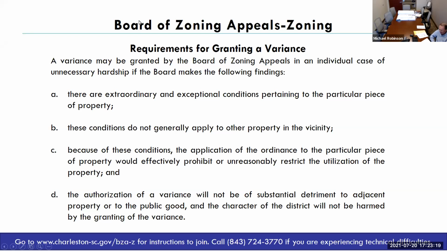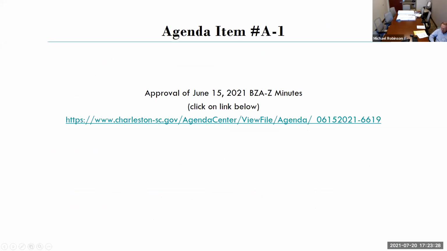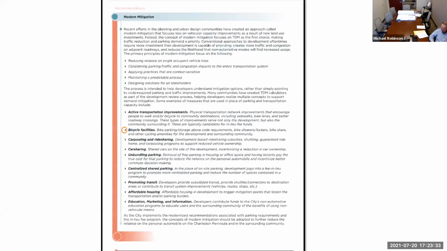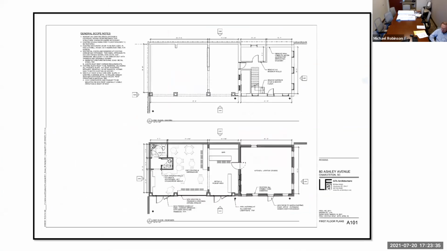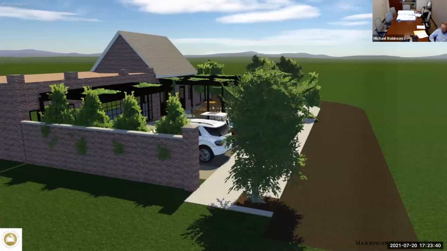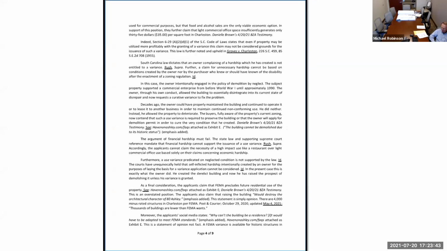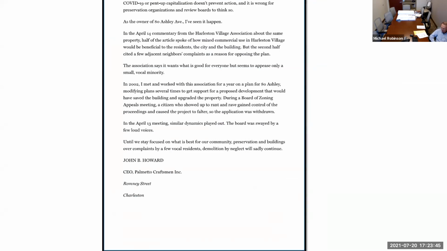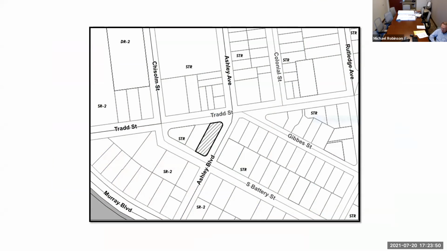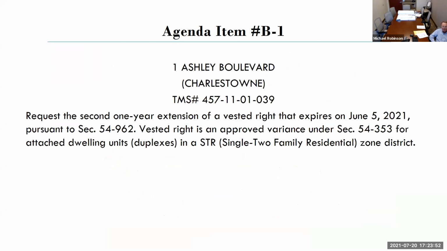First item to be heard tonight is actually item number B1 in the agenda. Number 1, Ashley Boulevard. Request second one-year extension of a vested right that expires on June 5th, 2021, pursuant to section 54-962. Vested right is an approved variance under section 54-353 for attached dwelling units, duplexes in a single-family residential zone district. Mr. Batchelder.